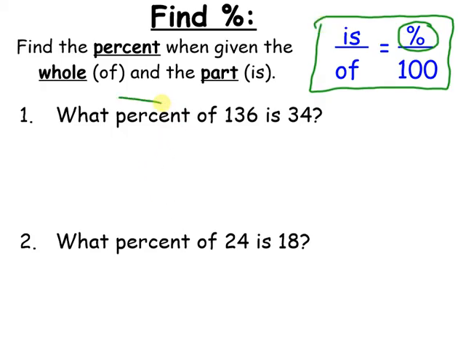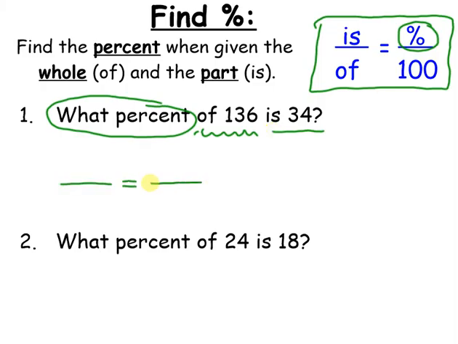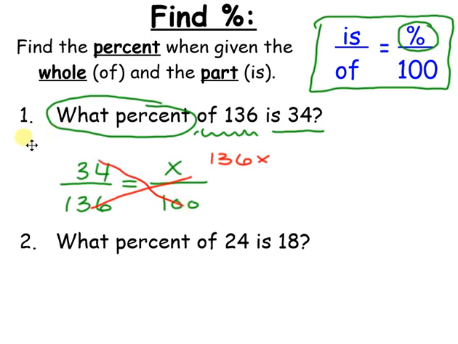So here we go. What percent of 136 is 34? Set up your fraction bars, set them equal to each other. 100 is your freebie on the bottom. What percent? We don't know, so that's your x. Of 136, that's your bottom. Is 34, that's your top. All right, let's cross multiply. 136 times x is 136x. 100 times 34 is going to be 3,400.